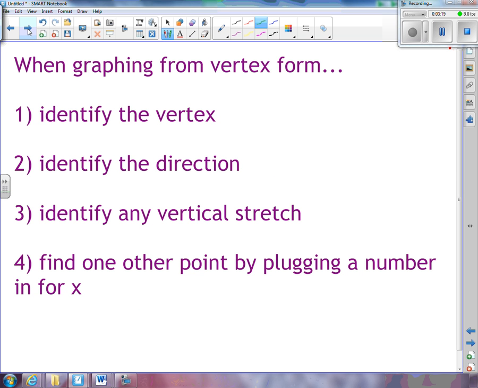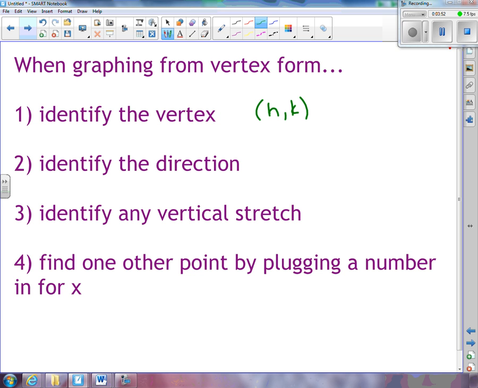When you're graphing from vertex form, these are the four things that you should do. The first thing is to identify the vertex, which should be very easy. It's just (h, k). The next thing is to identify the direction. If the A is positive, it goes up. If the A is negative, it goes down. And identify any vertical stretch. If the A is a number bigger than 1, then the parabola will get skinnier. If it's a number between 0 and 1, for example, 1/2 or 1/3 or 2/5, then the parabola will get fatter.